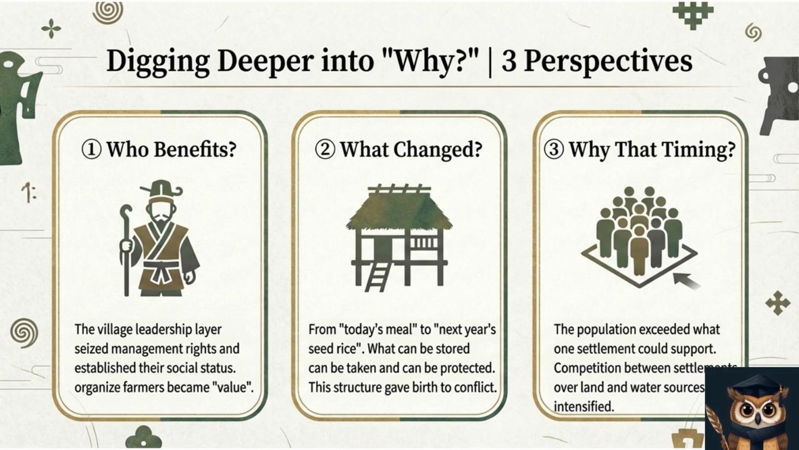Perspective 3. Why that timing? Population had grown to the point where it exceeded what existing settlement patterns could support. When a growing population competes for a fixed resource base, arable flatland with water access, competition between settlements becomes inevitable. This is sometimes called a Malthusian trap. Population grows until it meets the limits of food production, at which point conflict over resources intensifies. Yayoi Japan hit that ceiling in the middle Yayoi period. Settlements that had coexisted while there was room to expand now found themselves competing for the same river valleys and irrigable plains. That competition produced war.